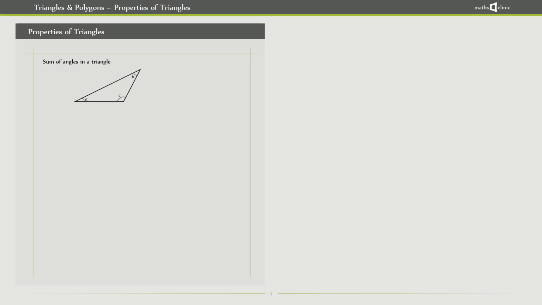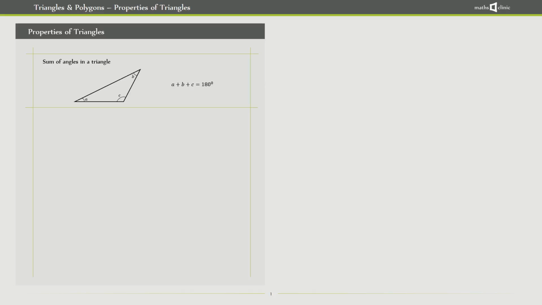Now, if you consider this triangle here, and you have angles in this triangle, you have A, B, and C. Okay, I tell you that the sum of A, B, and C, so if you add all the angles in the triangle together, you would arrive at 180 degrees. And that is our first property, the sum of angles in the triangle. When you add them together, you arrive at 180 degrees.